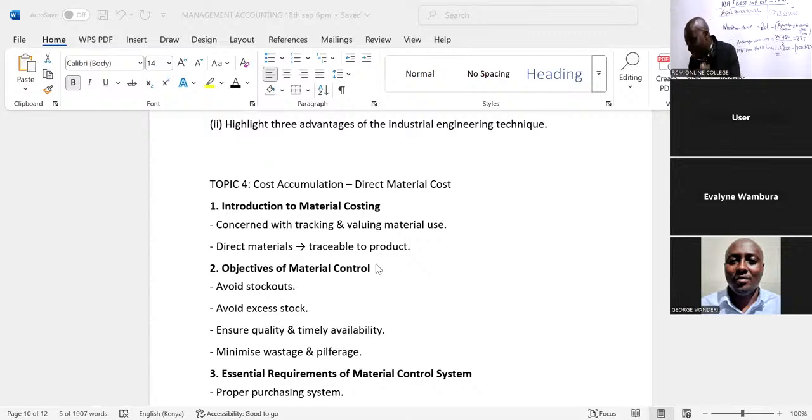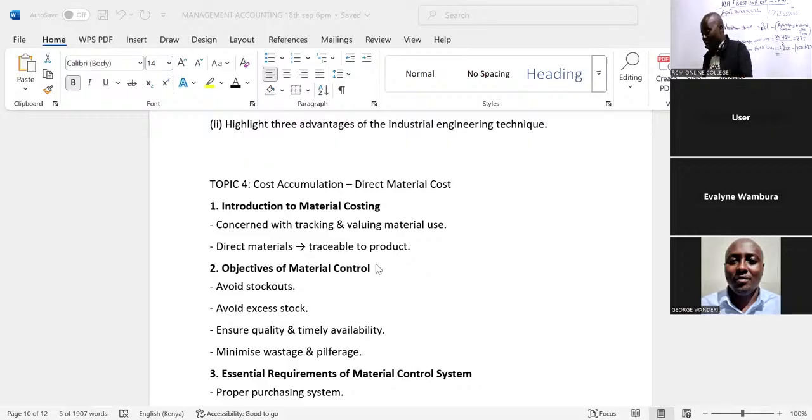Objectives of material control. We want to control materials, ladies and gentlemen, to avoid stock outs. If you don't control materials, you will get yourself with zero materials, and yet the firm has employees who will become idle, and you have to pay them at the end of the day. Number 2, to avoid excess stock. When you have excess stock, you've tied most of your capital to this stock. Money has what we call opportunity cost; you'd have invested this money elsewhere. So you don't want to have excess stock.